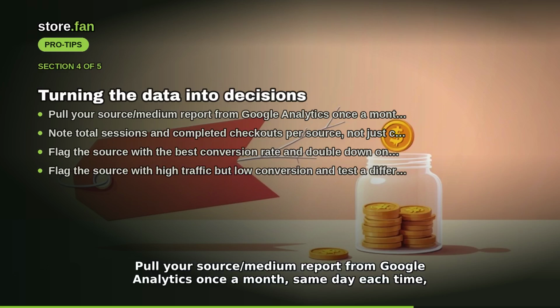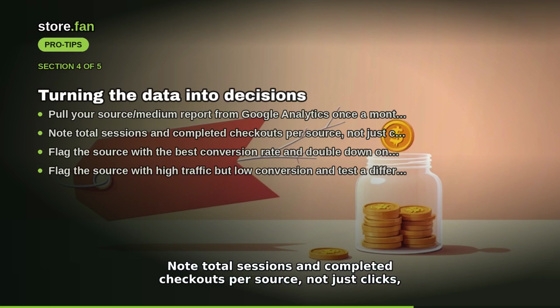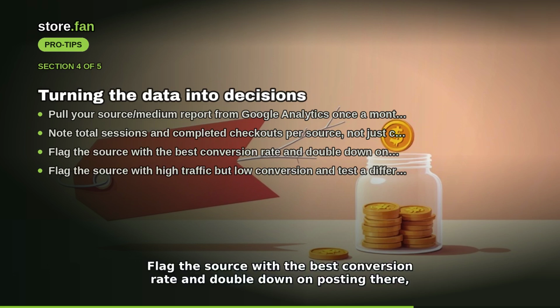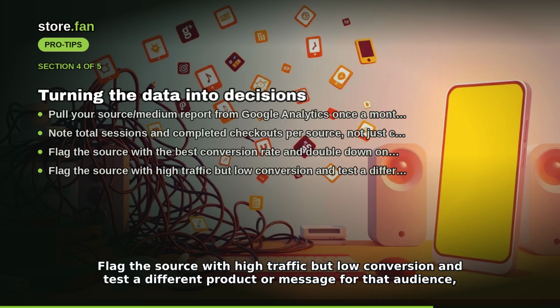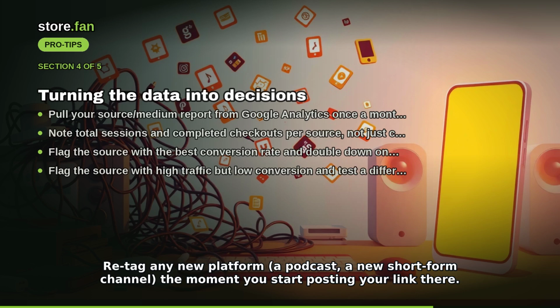Pull your source medium report from Google Analytics once a month, same day each time. Note total sessions and completed checkouts per source, not just clicks. Flag the source with the best conversion rate and double down on posting there. Flag the source with high traffic but low conversion and test a different product or message for that audience. Retag any new platform, a podcast, a new short-form channel, the moment you start posting your link there.